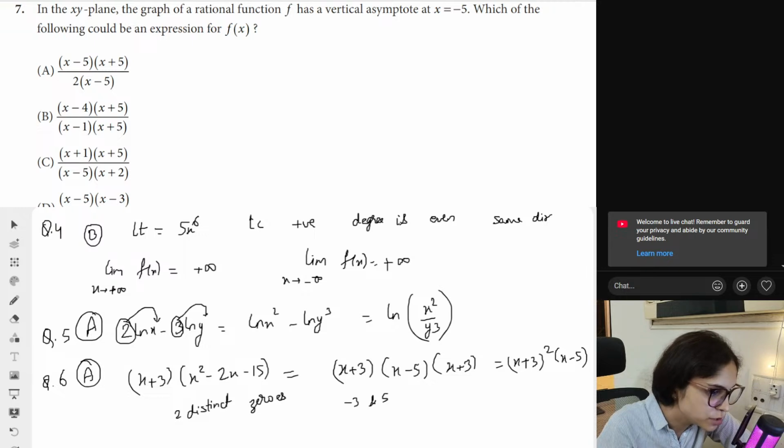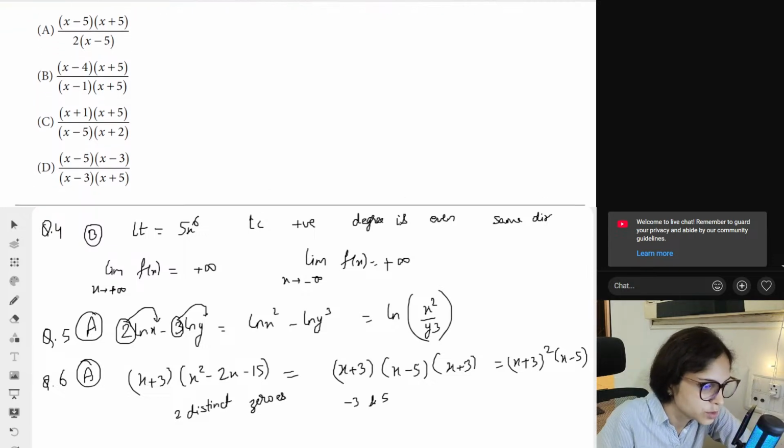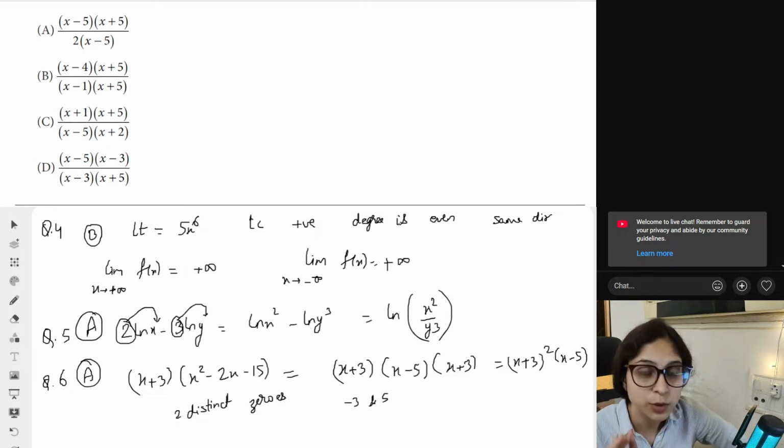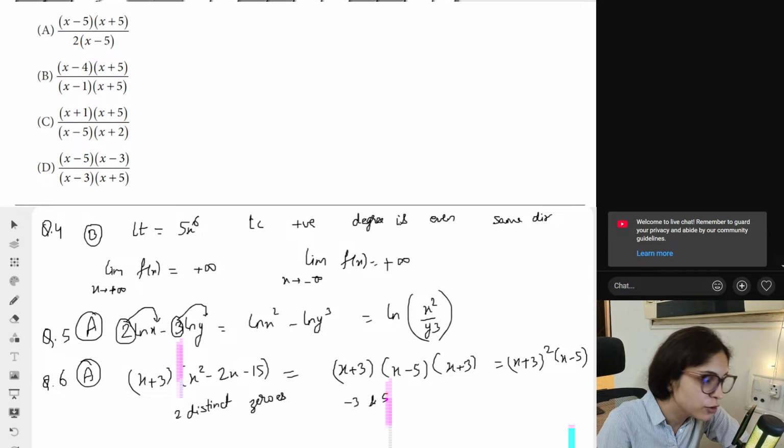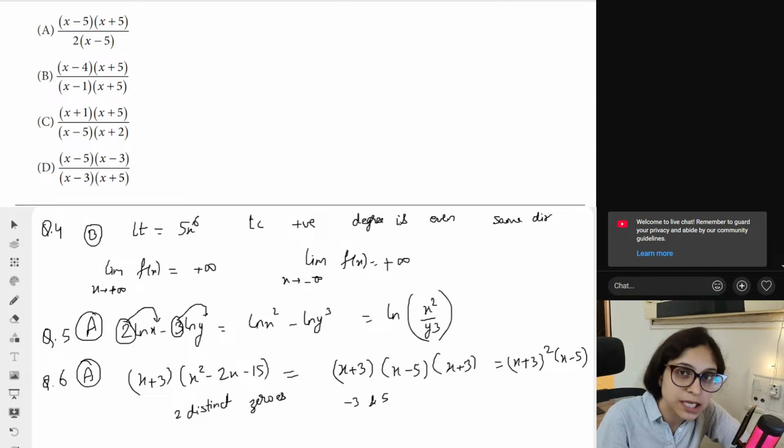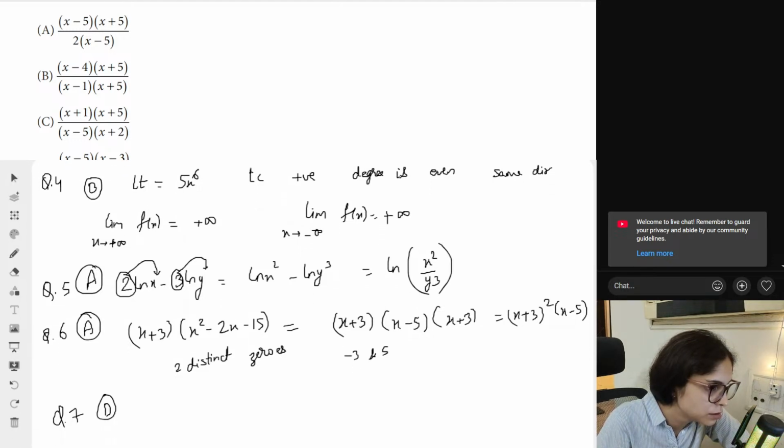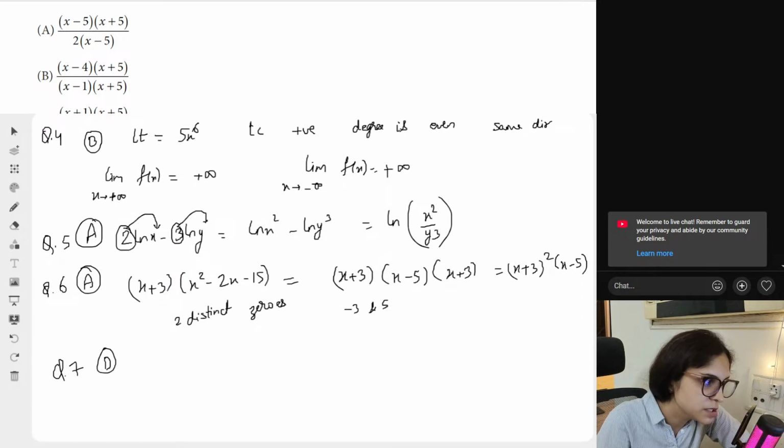So at x is equal to negative 5, if you see all the options, x is equal to negative 5 is a vertical asymptote. Option A is already gone because it is not in the denominator. Option B is gone because x plus 5 cancels. That's a hole. Option C is gone because x plus 5 is on the top. That makes it a 0 and not a vertical asymptote. In option D, you have x plus 5 in the denominator. So x equals negative 5 is the vertical asymptote. So the option is D. So question number 7 is D.